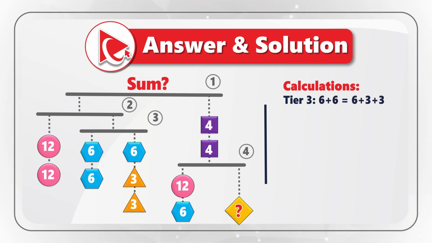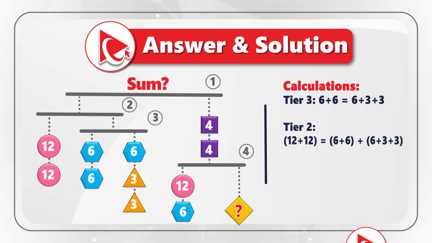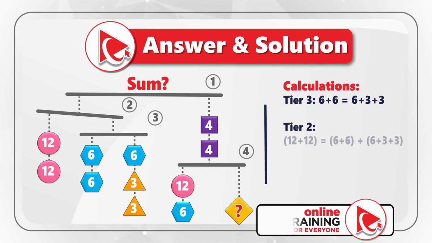Now let's look closely at the Tier 2. On the left of the Tier 2, we have 2 circles. Each circle has a value of 12. 2 circles would be equal 24. On the left of the Tier 2, we have 2 circles with total value of 24, and the entire Tier 3, which also equals 24. This is what keeps Tier 2 in balance.